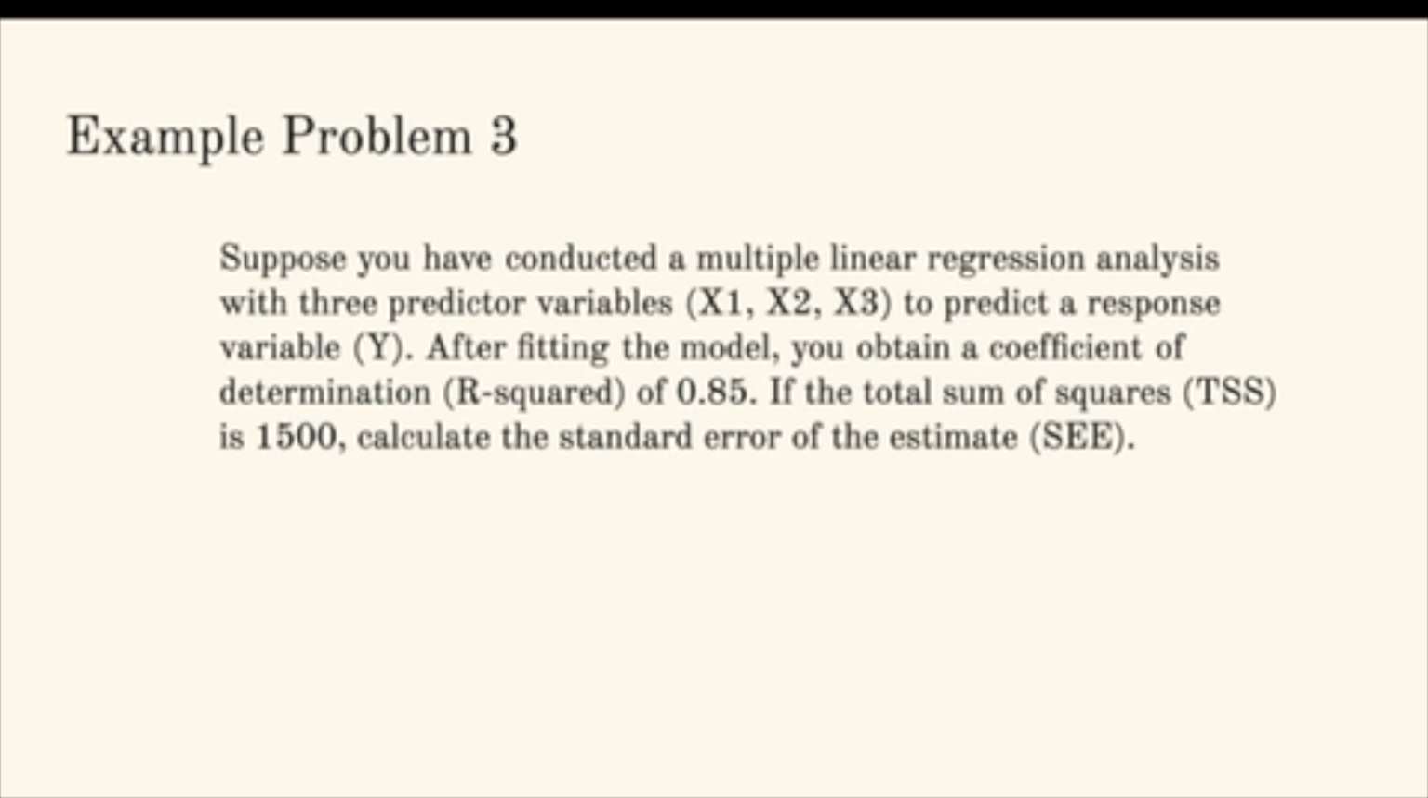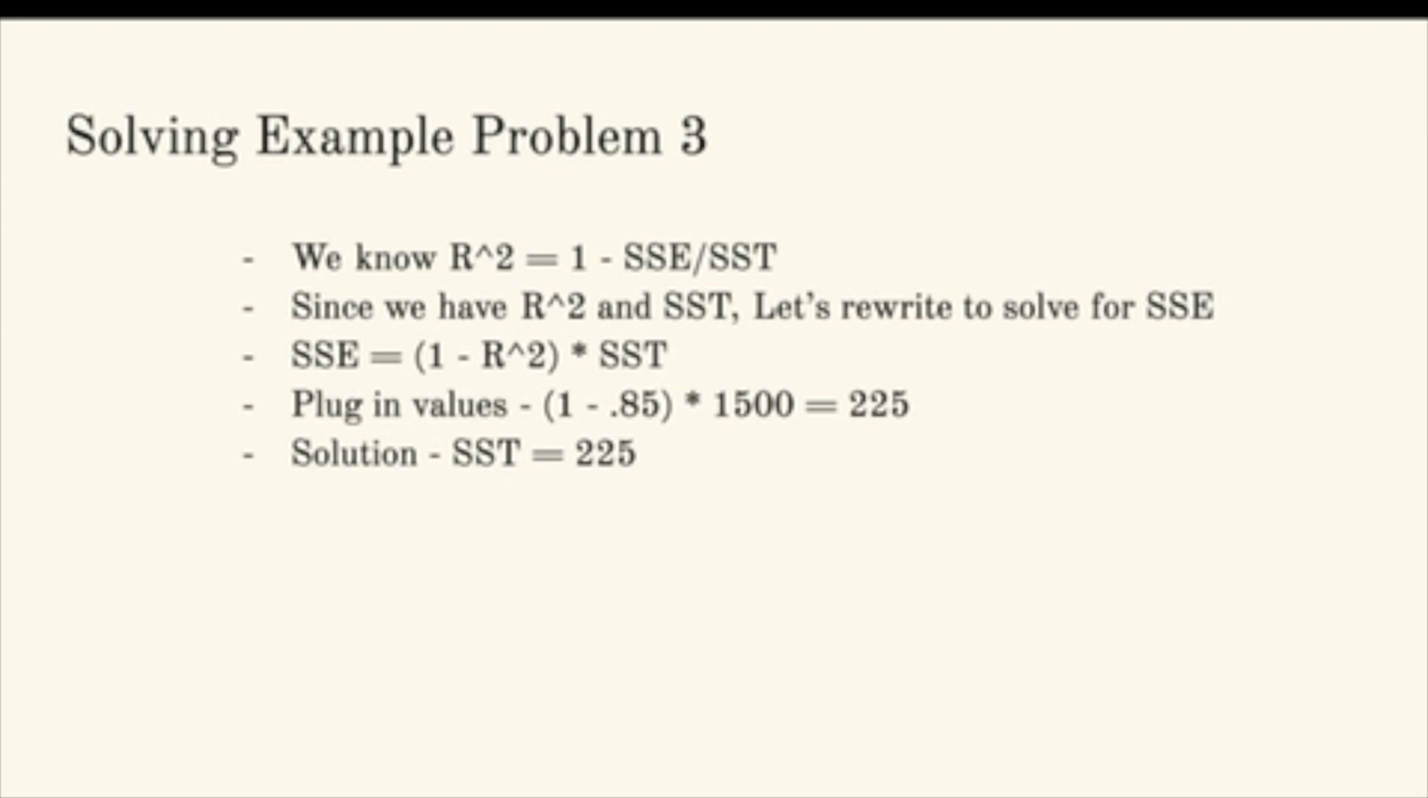Example problem 3. Suppose you have conducted a multiple linear regression analysis with 3 predictor variables, x1, x2, and x3, to predict a response variable, y. After fitting the model, you obtain a coefficient of determination, r-squared, of 0.85. If the total sum of squares, TSS, is 1,500, calculate the standard error of the estimate, SEE.